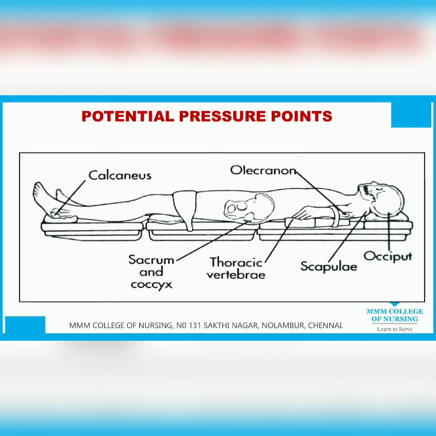Potential pressure points. One is occiput, scapula, olecranon, thoracic vertebra, sacrum and coccyx, calcaneus.